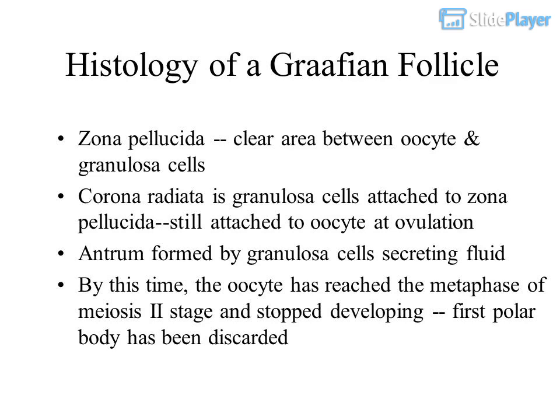Histology of a Graafian follicle. The zona pellucida is the clear area between the oocyte and granulosa cells. The corona radiata is granulosa cells attached to the zona pellucida, still attached to the oocyte at ovulation. The antrum is formed by granulosa cells secreting fluid. By this time, the oocyte has reached metaphase of meiosis II and stopped developing. The first polar body has been discarded.